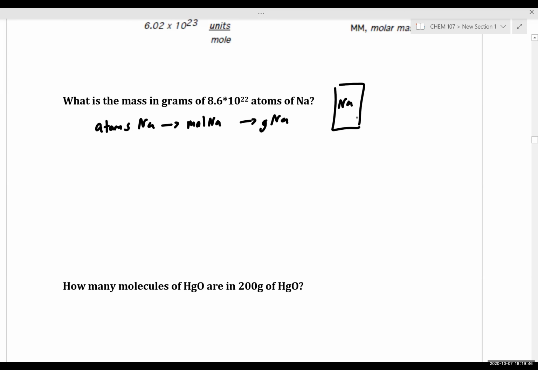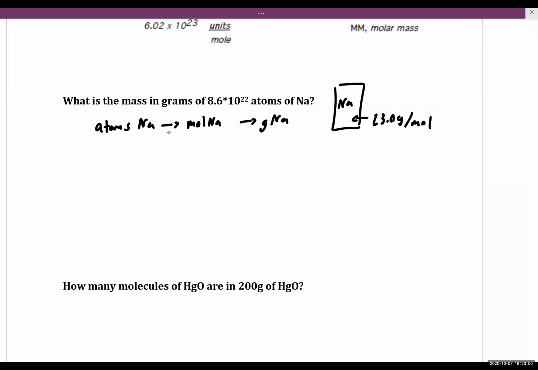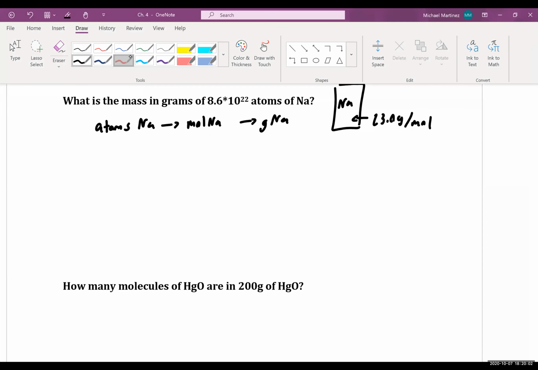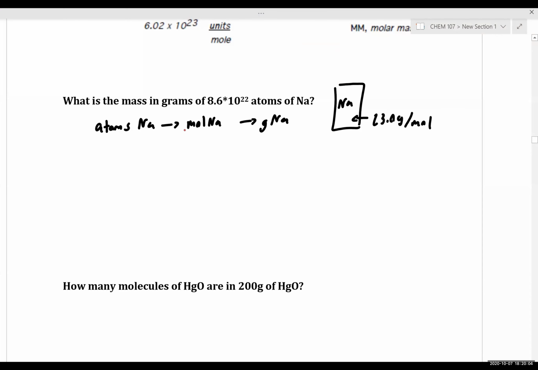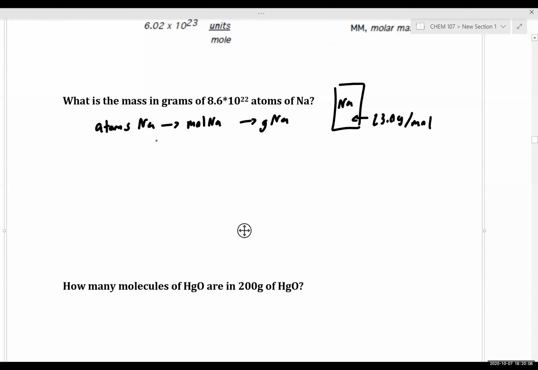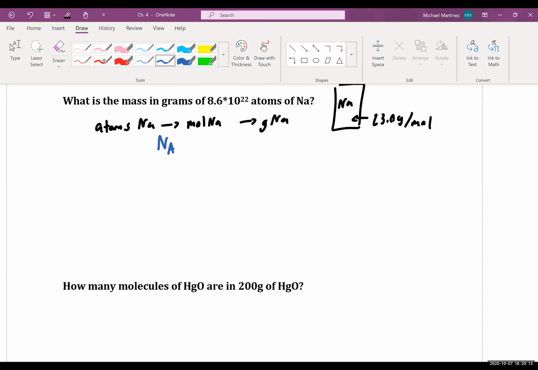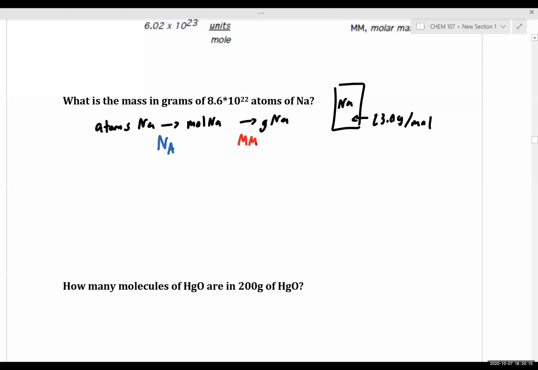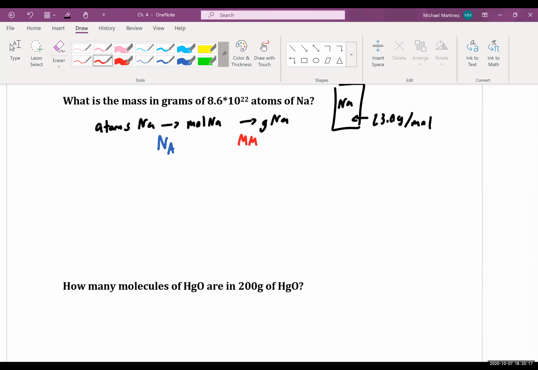Looking up sodium in the periodic table, it has an atomic mass of roughly 23.0 gram per mole. So now that we have all of our units in place, we'll specify our conversion factors. To go from atoms to moles, we're going to use Avogadro's number, and to go from moles to grams, we're going to use our molar mass.